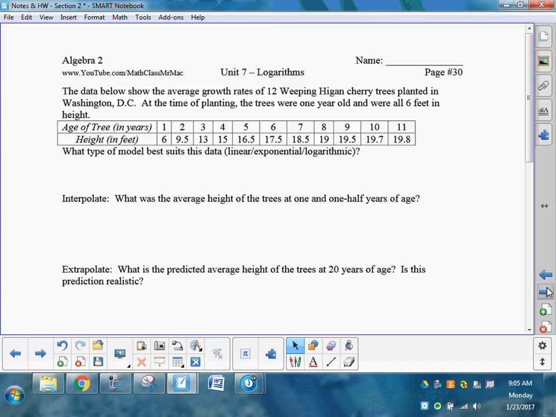It's not linear. Why? Because the height is not growing constantly. Even though this is a real world situation, so you're right. Trees don't sit there and go, oh, I grew a half inch this year, I can't grow anymore. That's not how it works. Is the data going up even by about the same amount each year? No. So it's not that.